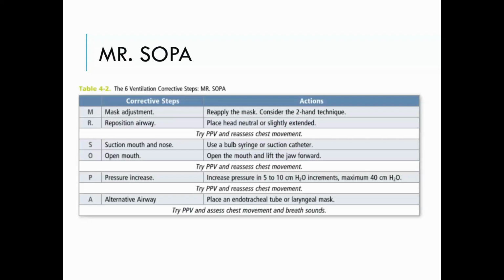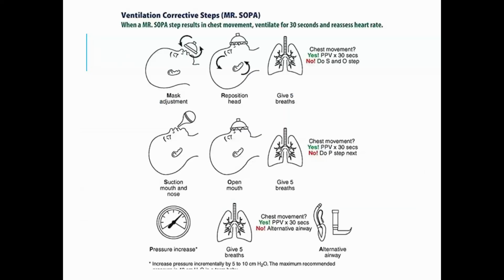So how do you assess for adequate ventilation? MR SOPA is the mnemonic that we generally use in neonatal medicine. And again, this chart is also on the NRP card as well, so you can just go through it. You don't have to memorize it. So M stands for mask. You want to make sure that you have the appropriate size mask and it's covering the nose, mouth, and the chin. And R stands for repositioning the head. So you want to make sure the baby's in the sniffing position.